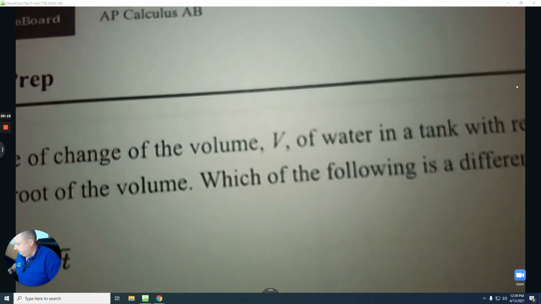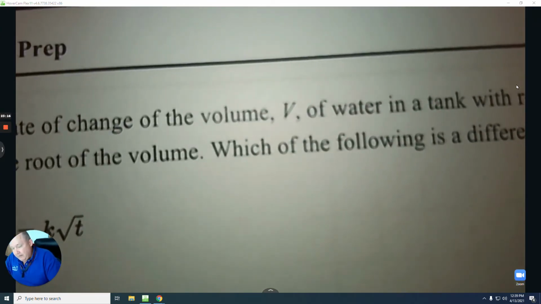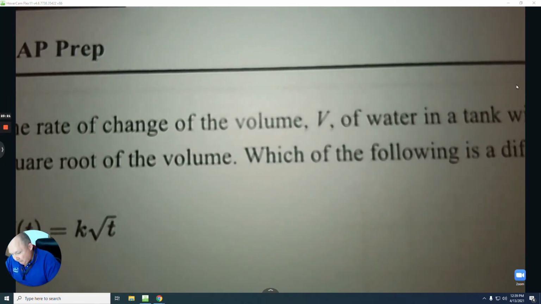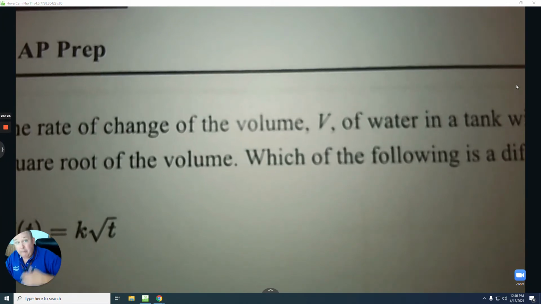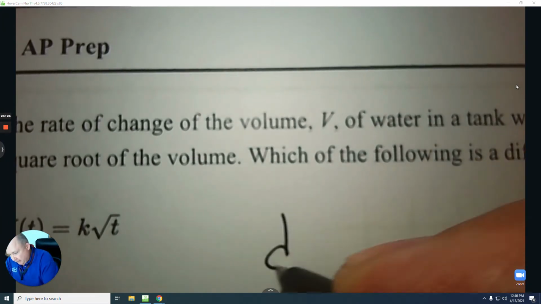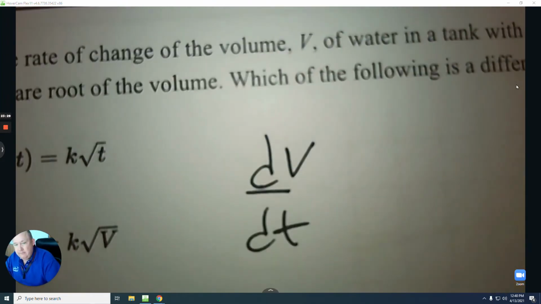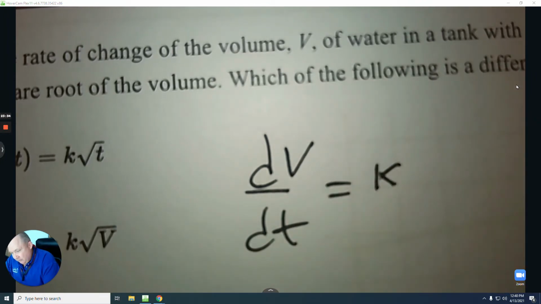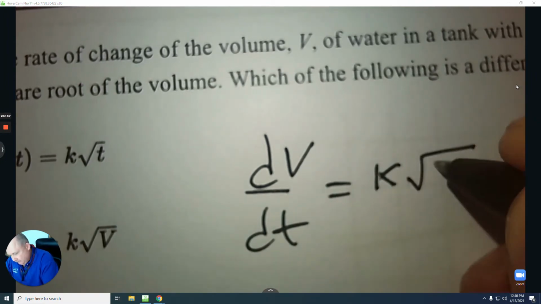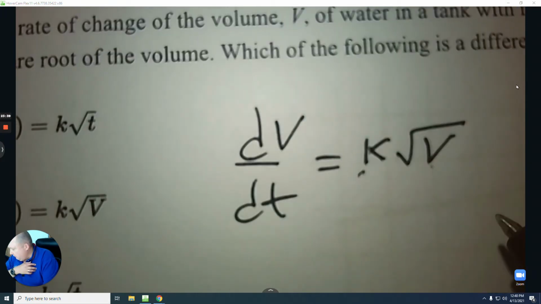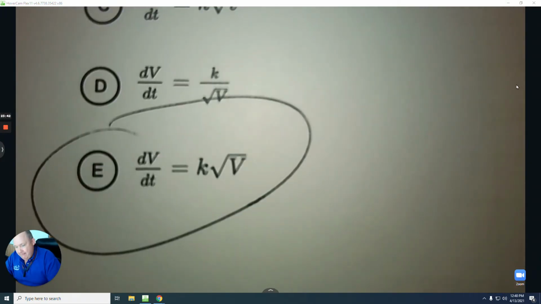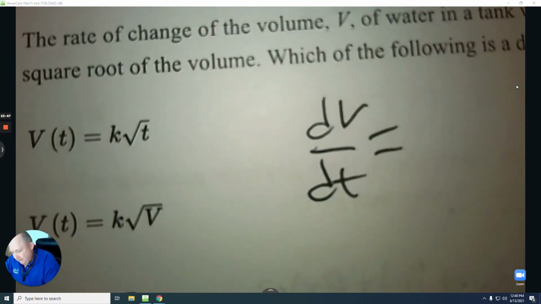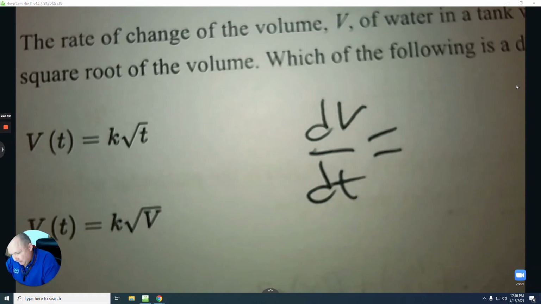16. The rate of change of volume of water in a tank with respect to time is directly proportional to the square root of the volume. So proportional means you're multiplying. So the rate of change of the volume, that's dV by dt, is proportional, that's K, to the square root of the volume. So that answer is E. 17, the rate of change of the volume, that's dV by dt, is directly proportional to the square root of the volume.